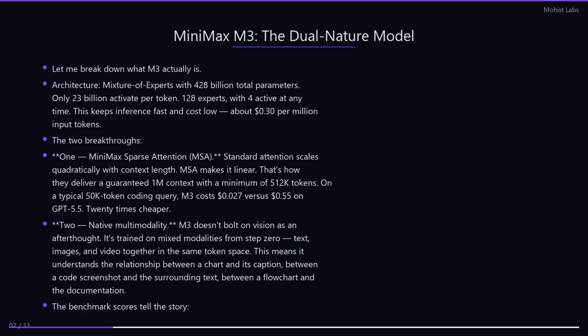Architecture: mixture of experts with 428 billion total parameters. Only 23 billion activate per token. 128 experts, with 4 active at any time. This keeps inference fast and cost low, about 30 cents per million input tokens.